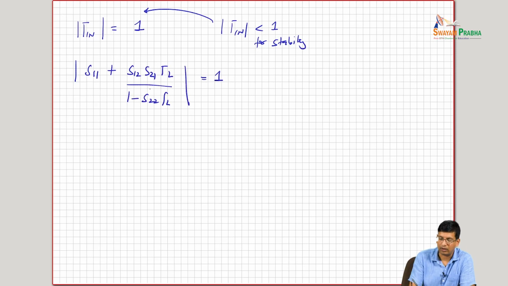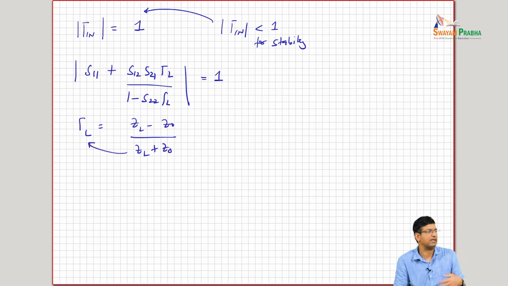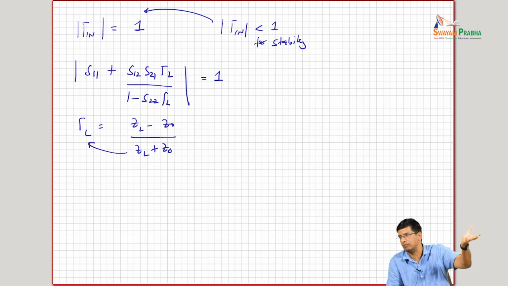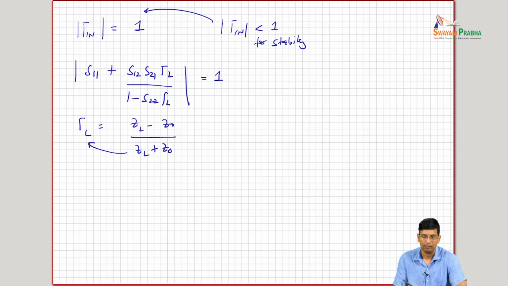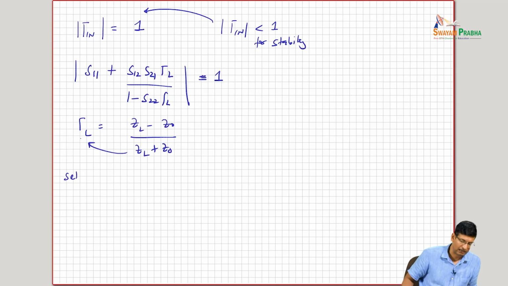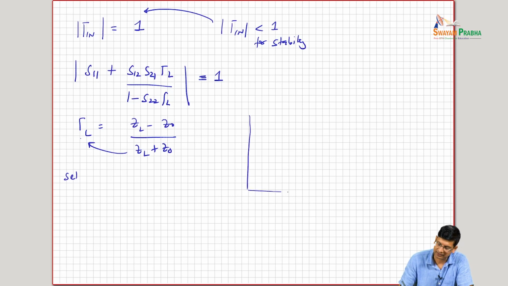So what is the set of gamma L? Again, gamma L is (ZL minus Z0) divided by (ZL plus Z0), right? This is a one-to-one mapping function. So as we keep designing, we forget about ZL and we just think about gamma L because it's a one-to-one mapping function. But what we are trying to say is, what is the set of ZL, or what is the locus of gamma L, which makes this equal to 1? And what you effectively can show is that these are circles, okay?